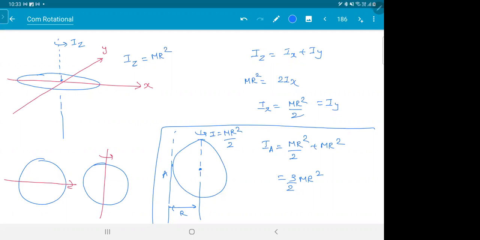So the thing is this. Whenever you want to get something in the plane, you have to use the perpendicular axis theorem. Whenever you want to shift it left and right, you have to use the parallel axis theorem. So using these two theorems, you can get multiple combinations of many things. Instead of trying to remember each and everything, this will help a lot.